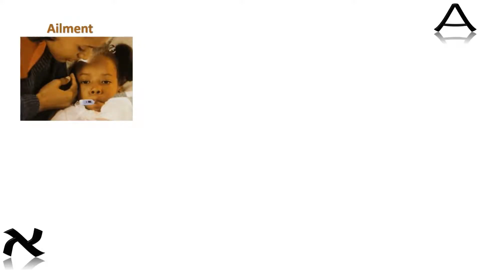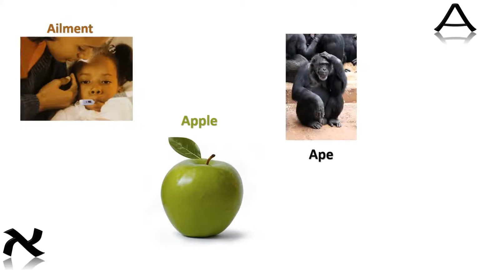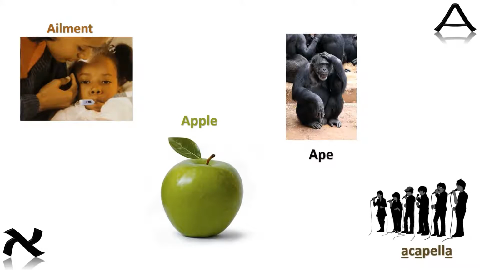Well, what sound are we really making when we pronounce A? First, think about all the different sounds that the A makes. There's A as in ailment, A as in apple, A as in ape, and the A sound as in acapella.